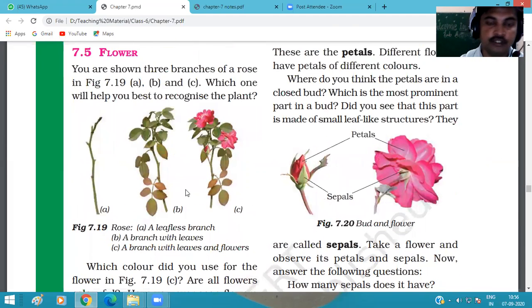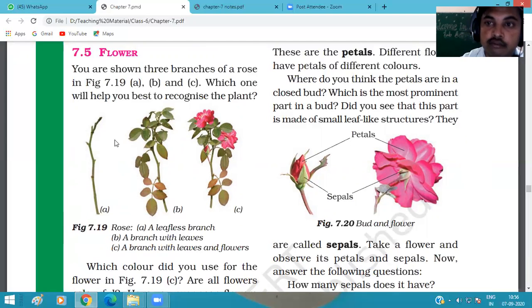We know that different plants have different shapes or different colors of flowers. Two different categories of plants don't have the same type of flower. The same species have the same flowers, but different species do not have the same flower, the same color, or the same structure of the flower.